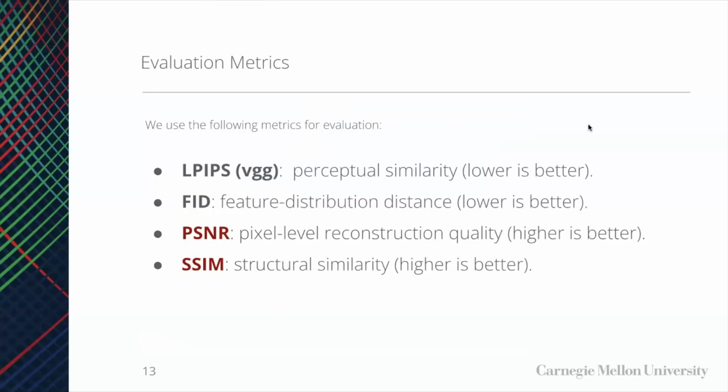Among these metrics, LPIPS and FID were used in the original paper. So without getting too much into the details, LPIPS is essentially perceptual similarity. FID measures the distance in distribution between predicted and real images. PSNR focuses on the pixel level accuracy, while SSIM measures structural similarity.